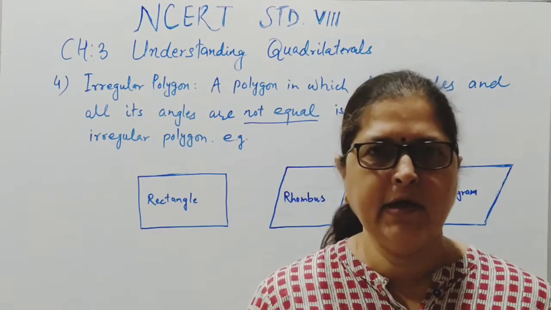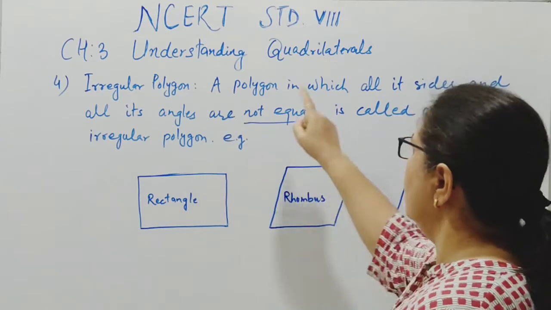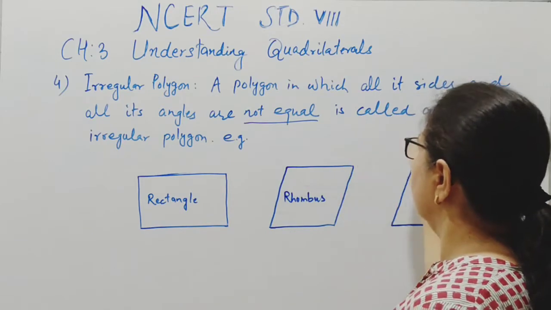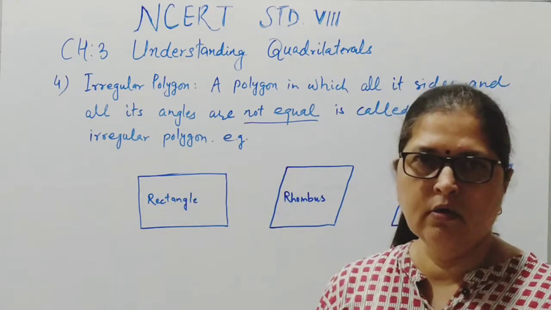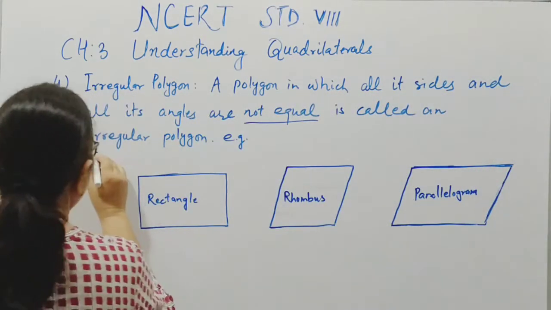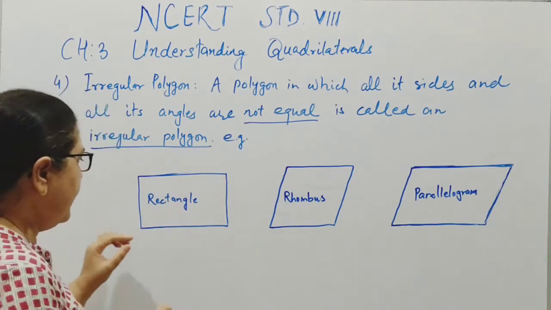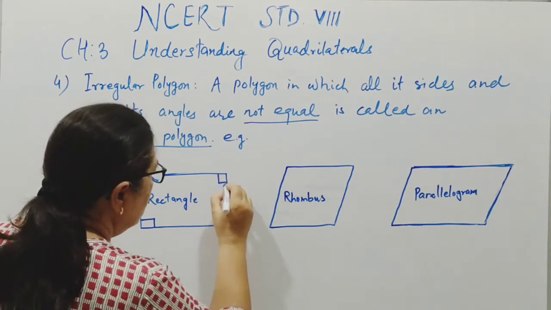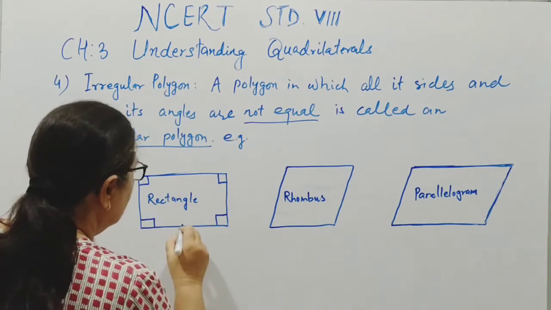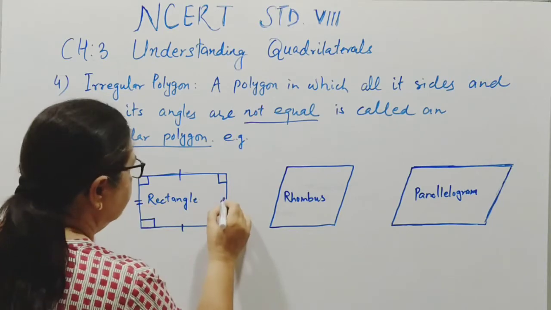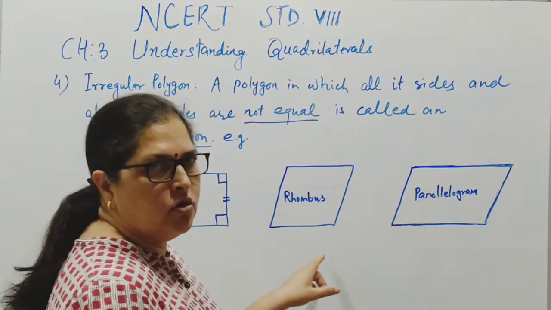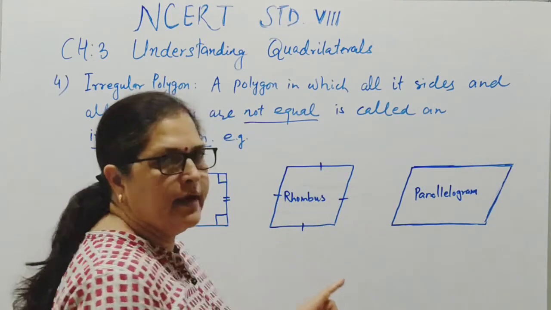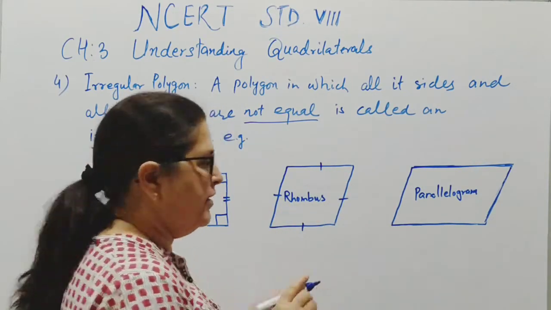Number 4, irregular polygon. A polygon in which all its sides and all its angles are not equal is called an irregular polygon. For example, rectangle. In a rectangle, all its angles are of 90 degree, but all its sides are not equal. Its opposite sides are equal. Similarly, in rhombus, all the sides are equal, but all the angles are not equal. Its opposite angles are equal.